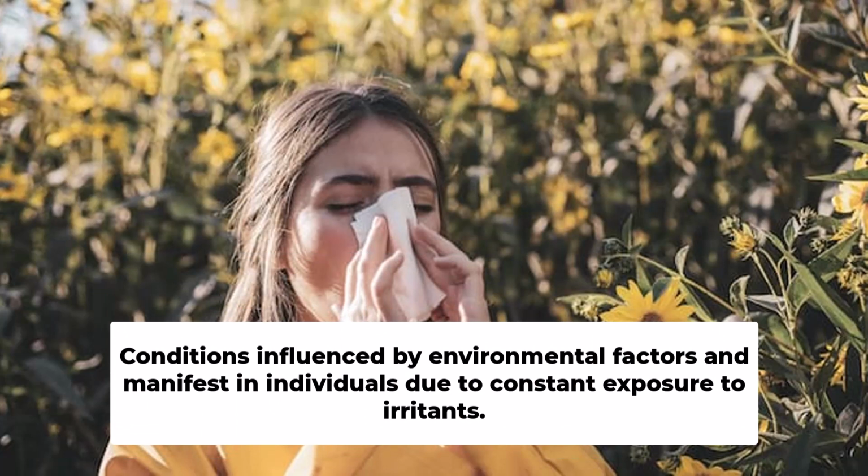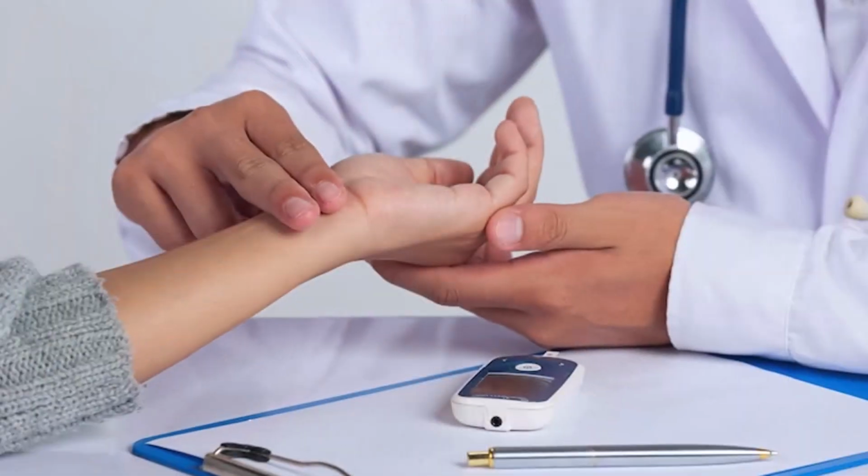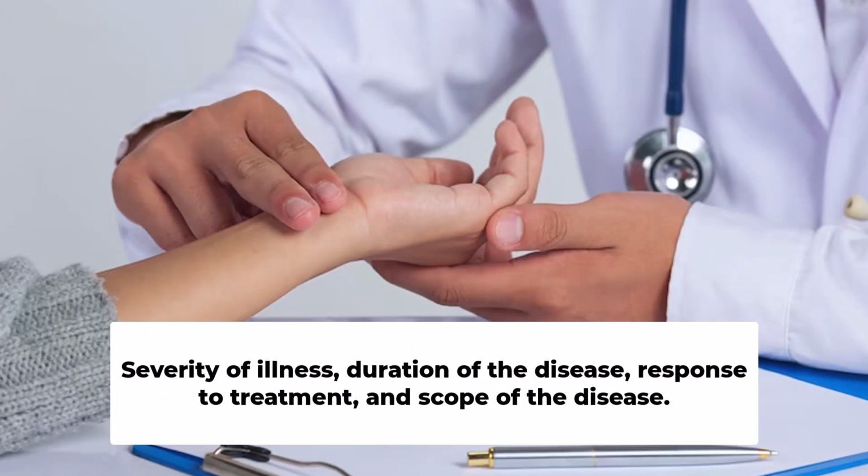For example, occupational diseases arise from prolonged exposure to specific irritants, while lifestyle diseases like diabetes mellitus can be influenced by environmental factors such as diet and physical activity. These diseases often have a genetic component, but environmental factors play a significant role. Now let's explore physician classification, which is a dynamic process that helps doctors understand and anticipate the disease process.